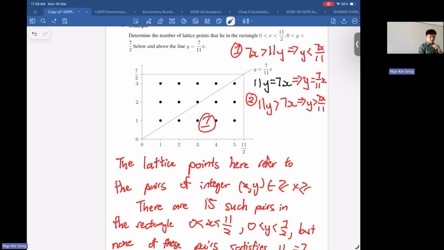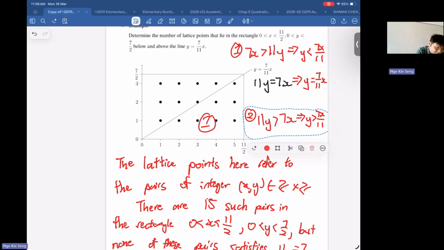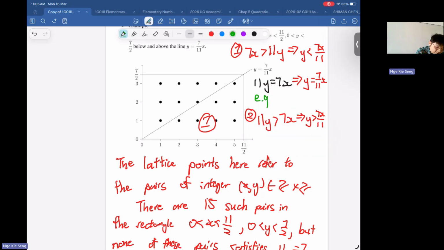Is it slightly confusing here? If you are confused, you need to ask yourself, what is this y here? You need to think of y as just some number that is 7 over 11 x, which is on this line. So maybe I show you some examples. Let's say I take x equals 1, your y is 7 over 11, right? So if you look at x equals 1 and then look at this line here, this point here is exactly 7 over 11. But then if you look at the first inequality, it is something that's less than 7x over 11.